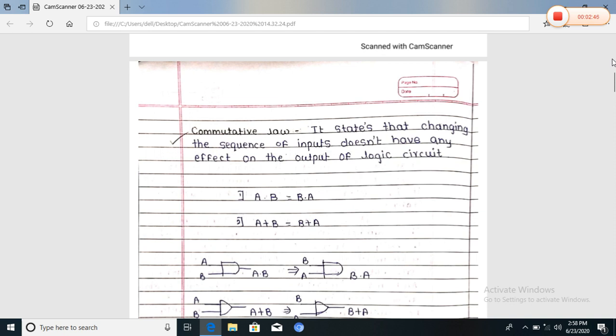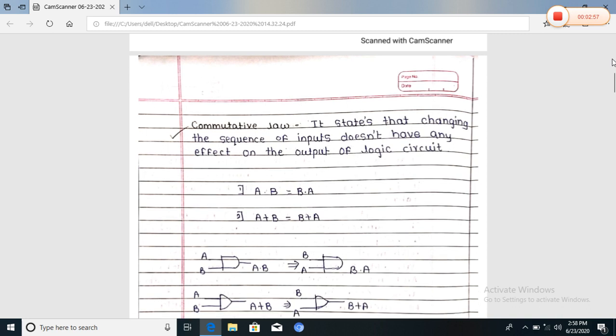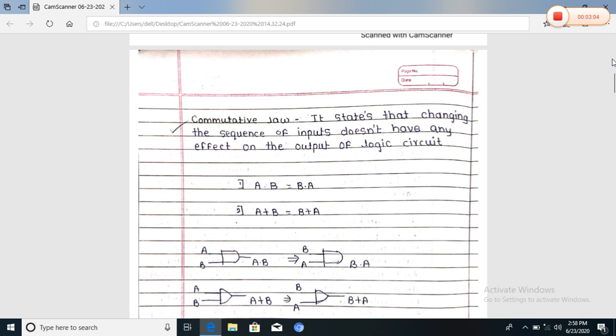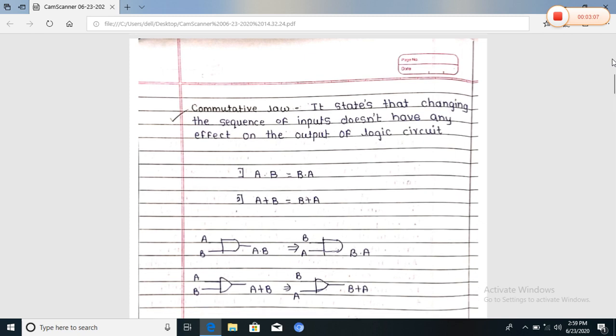In that, the first is the commutative law. This commutative law states that any binary operation or changing the sequence of variables or inputs does not have any effect on the output of a logic circuit. That means a into b is the same as b into a. Changing the sequence of inputs does not have any effect on the output of the logic circuit. That law is known as the commutative law.